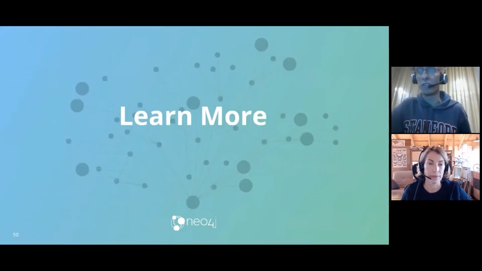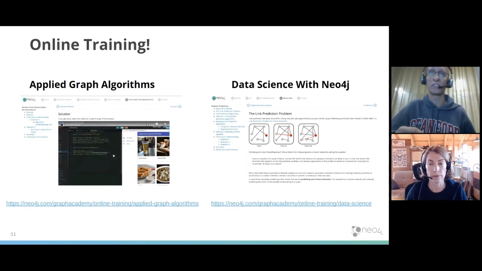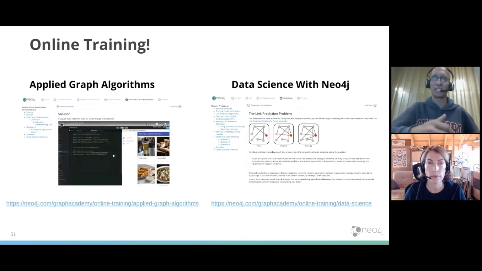And so to wrap up, we've got a few resources for you. Amy, Will, and I have built a couple of online training courses, with slightly different focuses. The first one is all about applied graph algorithms. In this one, you're building a web application while using graph algorithms to enhance the application and make better recommendations or better suggestions to the users on things to do. And that's all based on a Yelp data set.